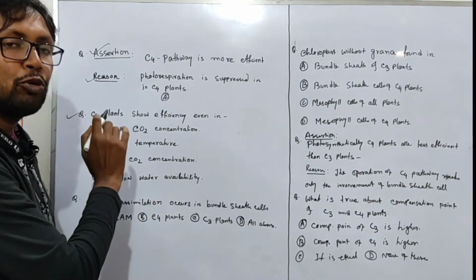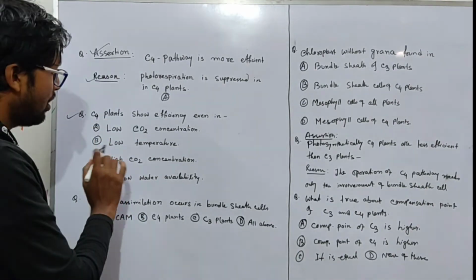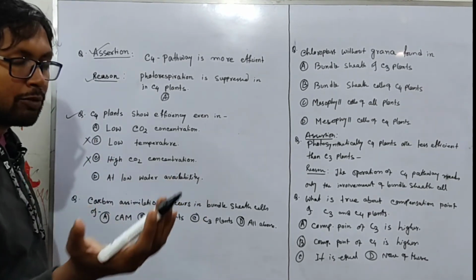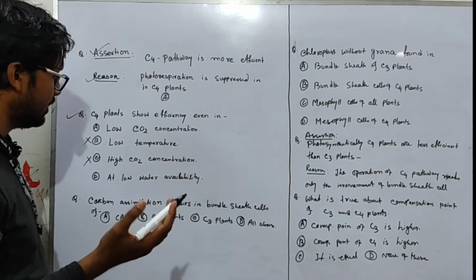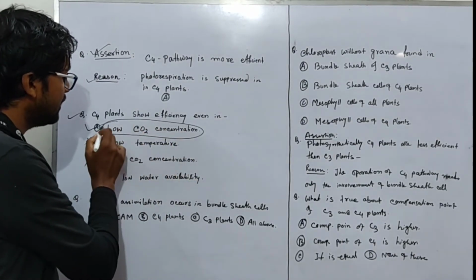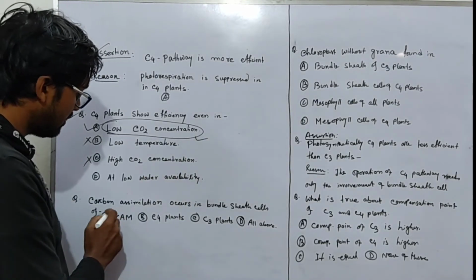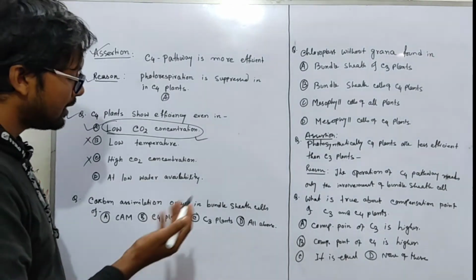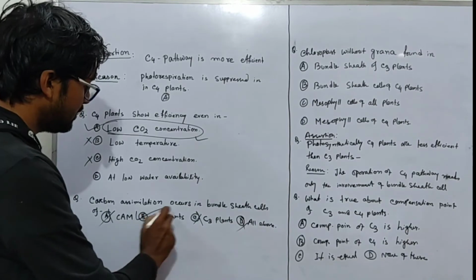Next question: C4 plants show efficiency in high temperature. Low temperature is absent, high carbon dioxide is absent. In high carbon dioxide, both C3 and C4 plants will survive well, but in low carbon dioxide concentration, C4 plants have the efficiency of survival. So this is the right answer. Carbon assimilation occurs in bundle sheath cells, which are present in C4 plants, not in C3 plants. So this is the right answer.